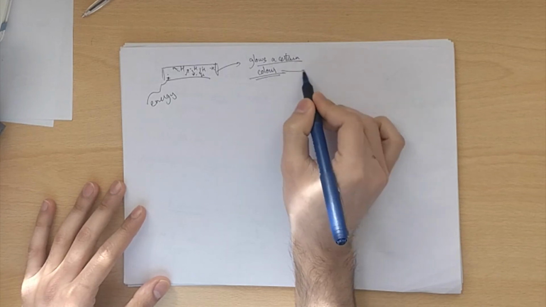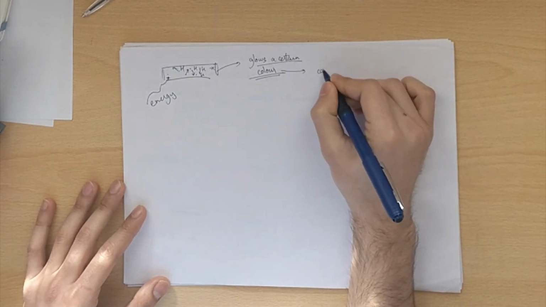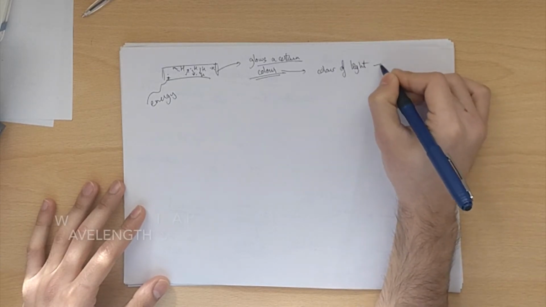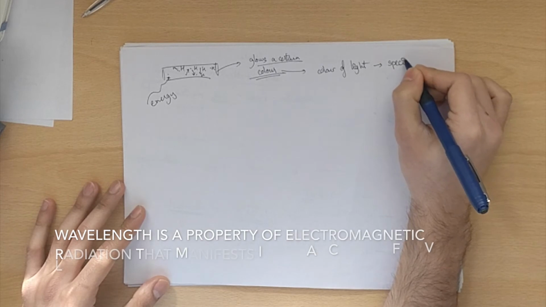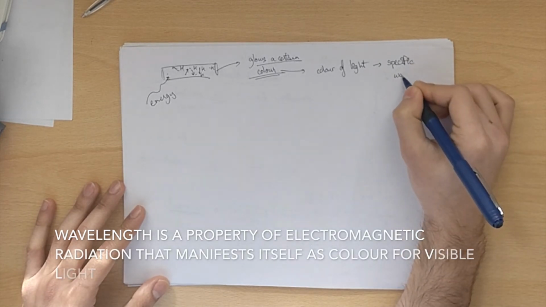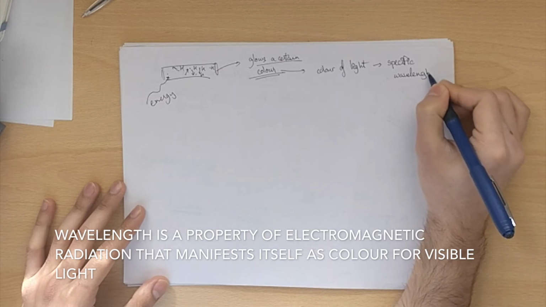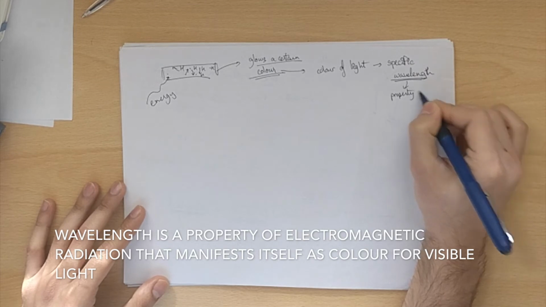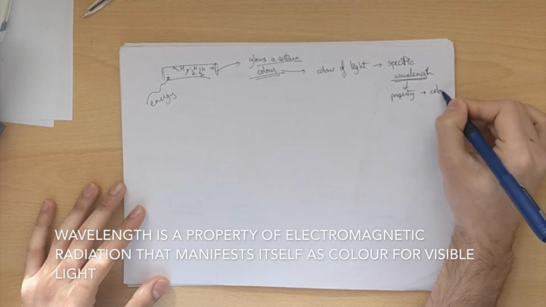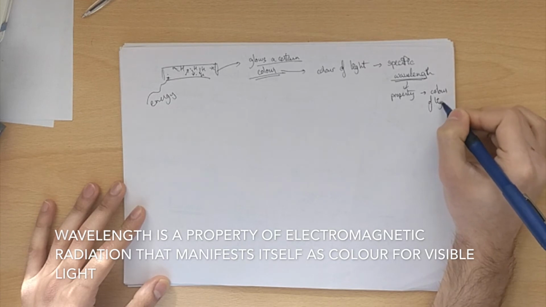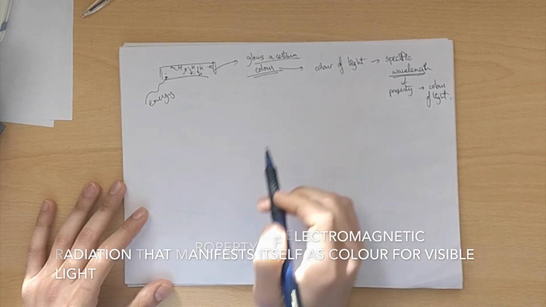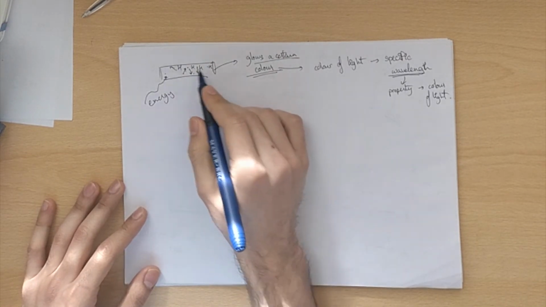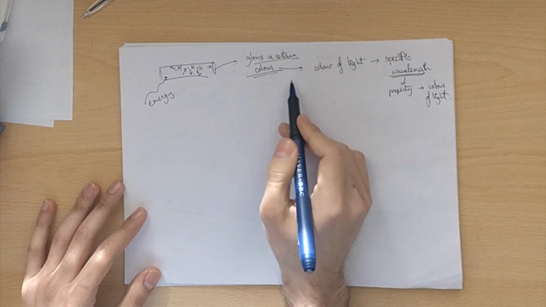So the color, of course, is the color of light, right? Color of light corresponds to a specific wavelength. A wavelength is a property, if you don't already know it, which tells you a bit about the color of light. And this is true for visible light. So that means that if you give the hydrogen atoms a lot of energy, then they emit a certain color of light.